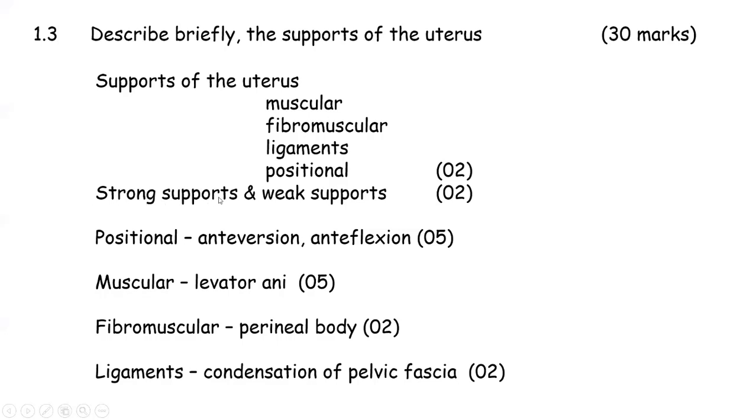And you have to tell us that you know that there are strong supports and weak supports. Some of the supports are very strong, some of them are very weak, right? So you have to show us that you know that, right? Then about each of these components, obviously you have to talk about levator ani, right? So some books say levator ani is the strongest support. Most books say so, right? But there are variations in different textbooks. Doesn't matter.